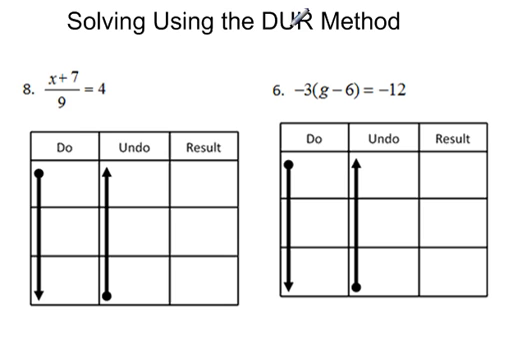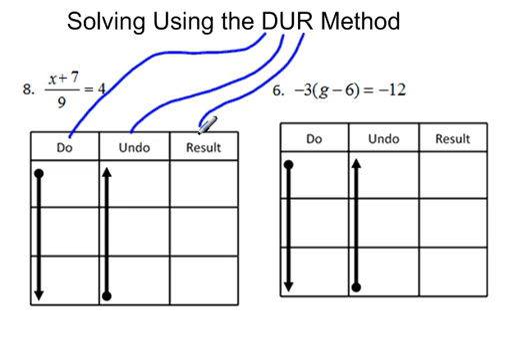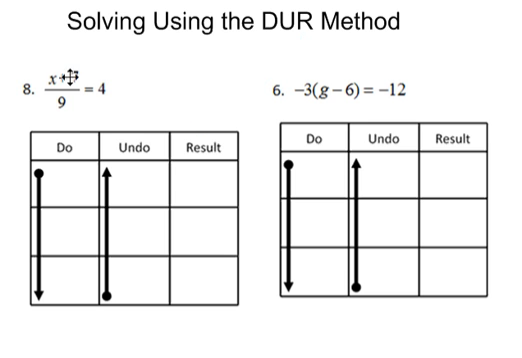Okay, so the D, U, and the R stand for do, undo, and result. Okay? So let's take a look at just how you set up with this organizer before we read it. The variable is always in the top left corner. So in this problem, which is the quantity x plus 7 divided by 9 equals 4, the variable is x. The result is always the lone number on one side of the equal sign or the other. So in this case, it's going to be 4. He always goes in the bottom right corner.